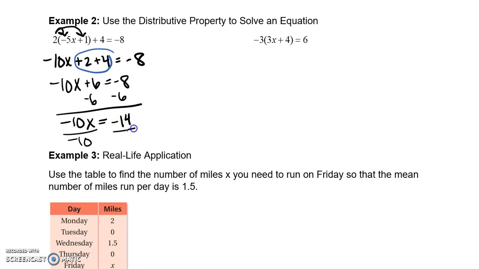Divide both sides by negative 10. And negative 14 divided by negative 10 is 1.4, or you could write it as a fraction, but 1.4 is fine.